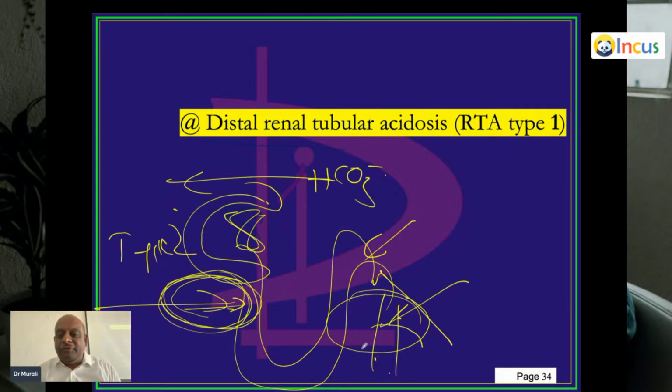Second, what is the function of the distal convoluted tubule? It will secrete H plus into urine. If the distal convoluted tubule is not working, nobody secretes H plus into urine, and H plus remains in the plasma, and that leads to development of acidosis.